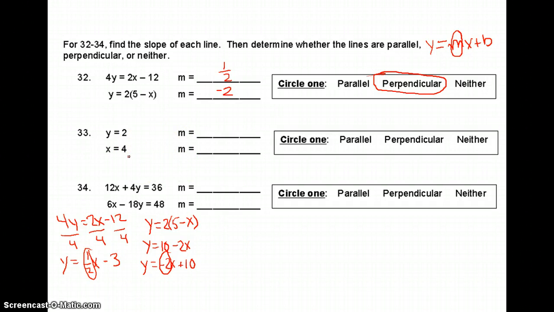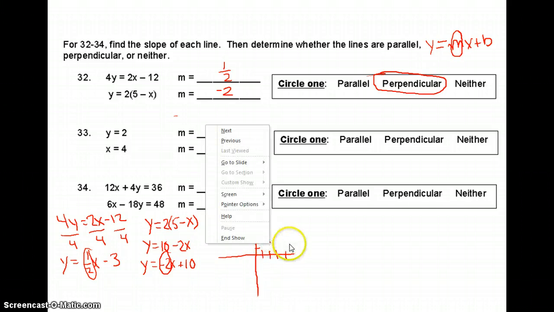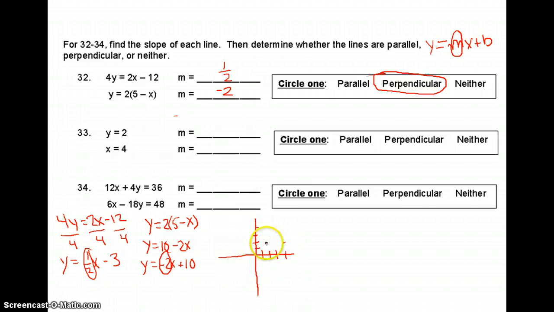33, y equals 2 and x equals 4. This one we really don't have to do any math for. Because we know if y equals 2, let's just draw a graph down here. Here's our graph. And 1, 2, 3, 4, let's just go 4 either way. If y equals 2, y is going to equal 2 on this line, it'll equal 2 on this line, it'll equal 2 on this line. No matter what x is, y is always going to equal 2. So that line is going to be going straight across. And we know the slope of that line is 0.